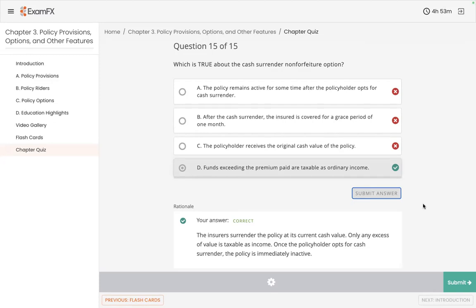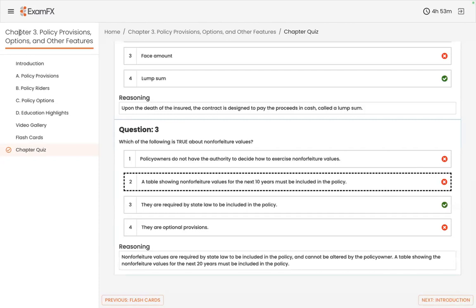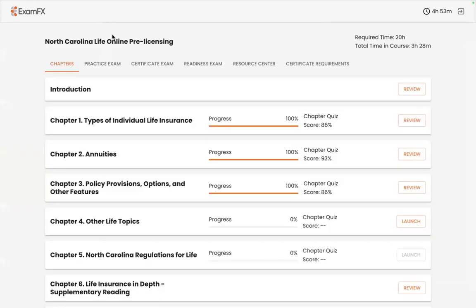So what it's saying is that if you paid in premiums of $10,000 and the funds are actually $11,000, then you're going to have to pay taxes on that $1,000 difference. It's called a cost basis. So you just get the difference afterward. That's basically what it was saying.